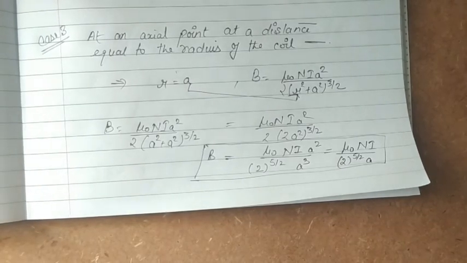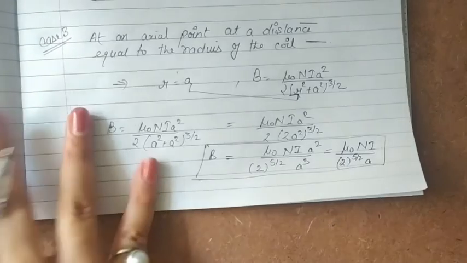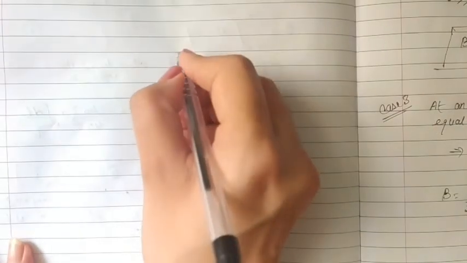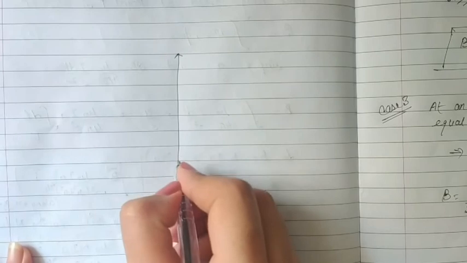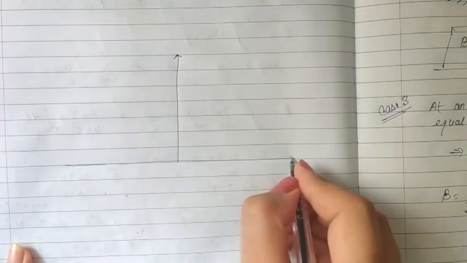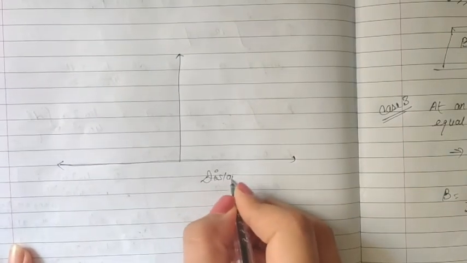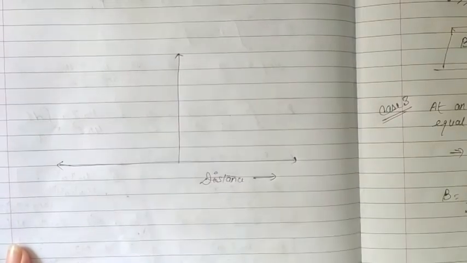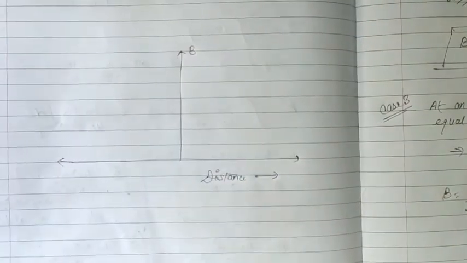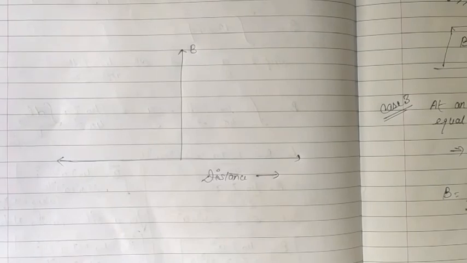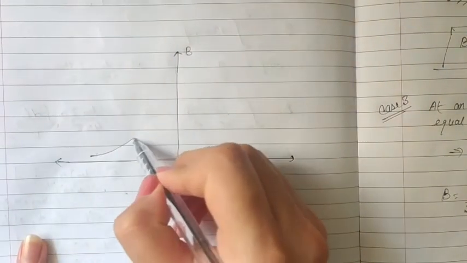Okay, so let's talk about the variation of magnetic field along the axis of a circular current loop graphically. If I want to show the graphical representation of variation of magnetic field along the axis of a circular current loop, then I will get the graph like this. So this is the distance on x-axis, that is independent, and this is magnetic field on y-axis, which is a dependent factor. And if we plot a graph, then we get a curve like this.